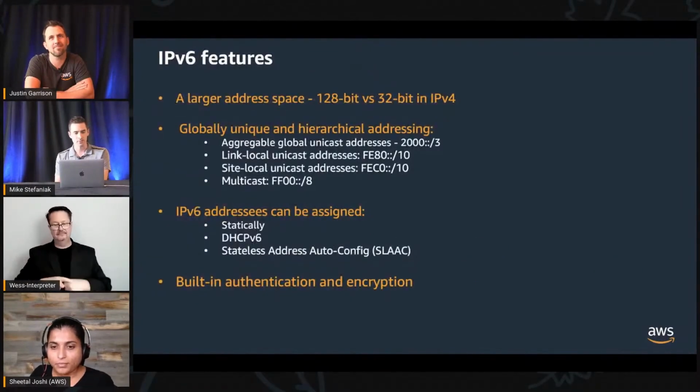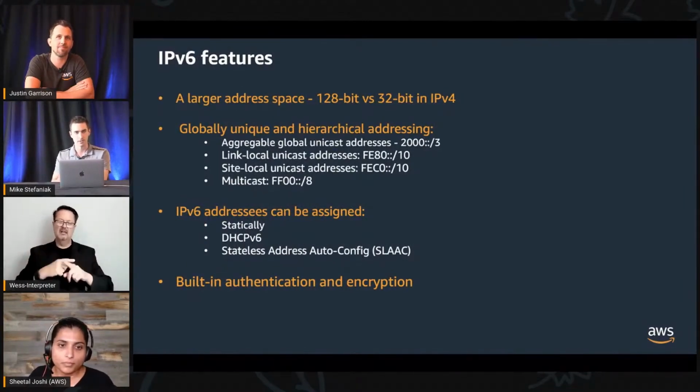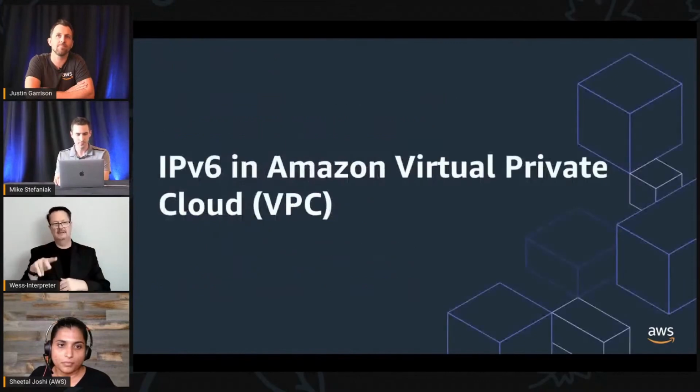So to summarize, with IPv6, you get a much larger address space. And there's also some built-in authentication, encryption, and better performance. So it really addresses all of the limitations of IPv4. So now, how it works in Amazon.